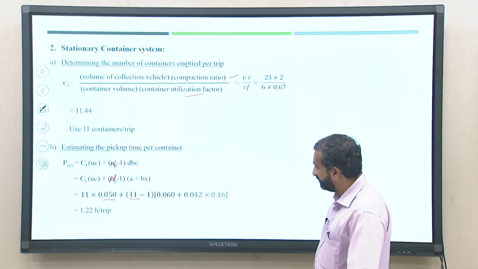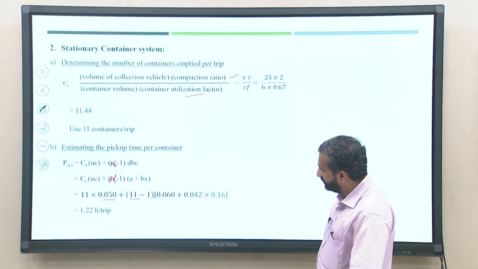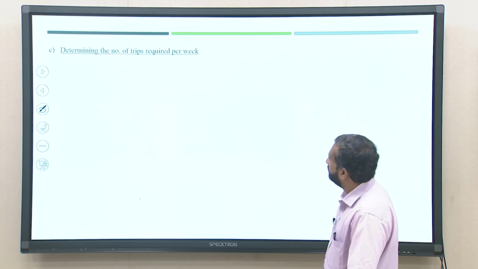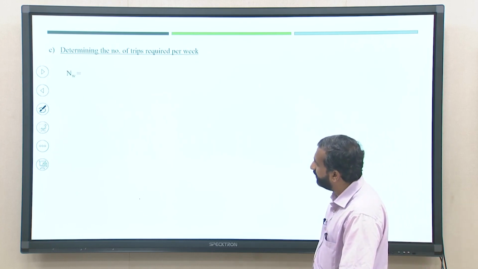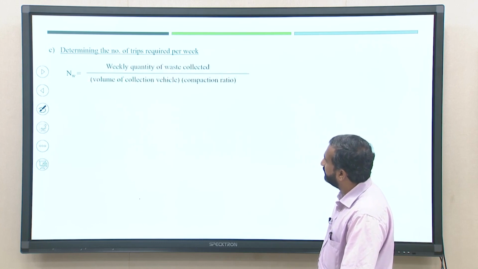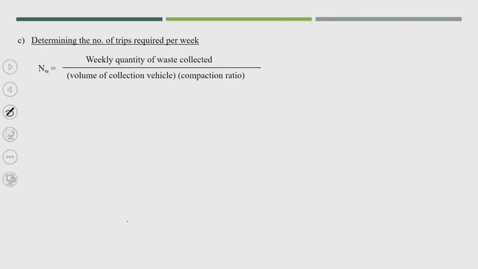So, this value comes up to 1.22 hour per trip. Now, we will determine the number of trips per week, that is the NW value. First, we can calculate it by the weekly quantity of waste collected divided by the volume of the container vehicle. They are also very simple.